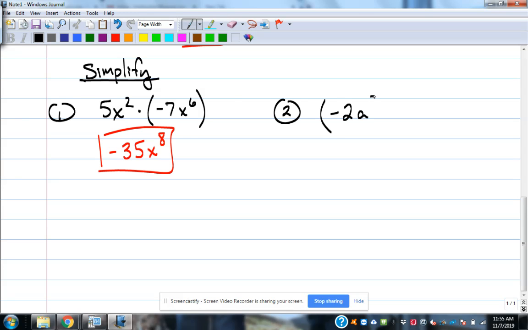Let's go a little bit more difficult. Let's get more than one letter in there. (2a^3 b)^2 times 8ab^9.